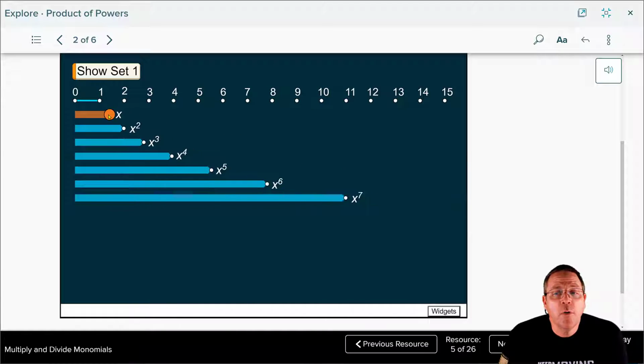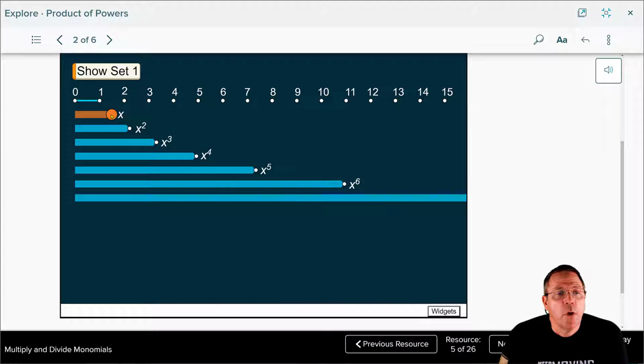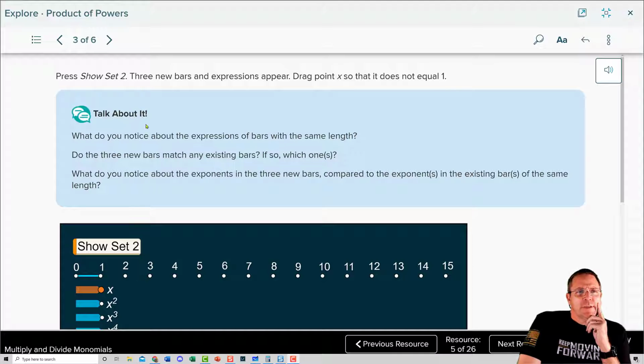This is what we call exponential growth, where you've got items that are expanding. Notice it's not linear, it doesn't make a line. You've got a curve going on here as it stretches out further and further depending upon how high the exponent is. Pretty cool explanation. Now we're going to look at set 2.